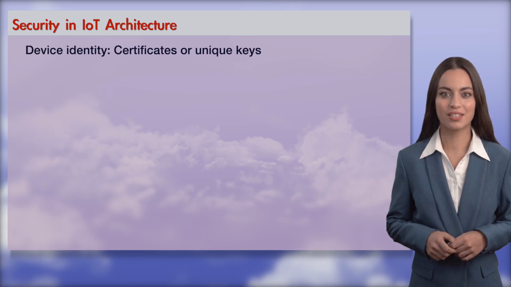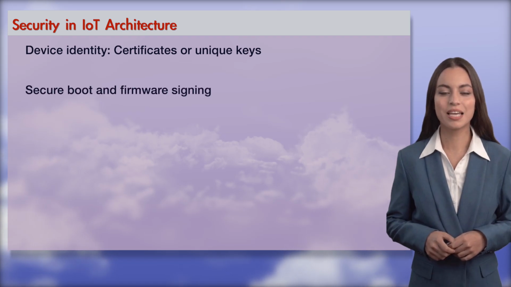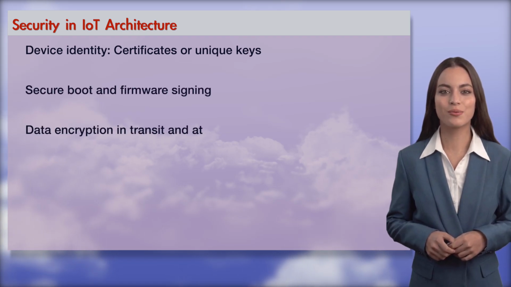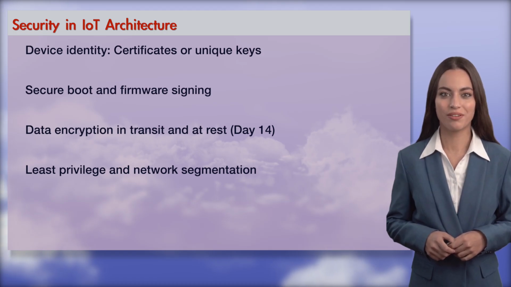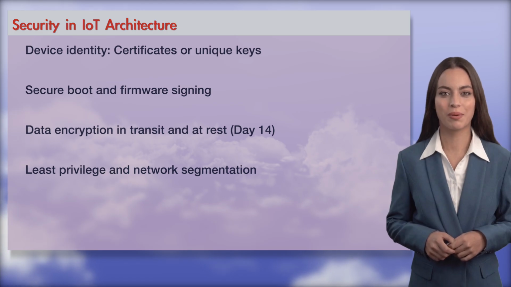Security in IoT architecture. Establish strong device identity using certificates or hardware-backed keys. Implement secure boot and signed firmware updates to prevent tampering. Encrypt data both in transit and at rest per Day 14 principles. Apply least privilege and network segmentation to limit blast radius if a device is compromised.